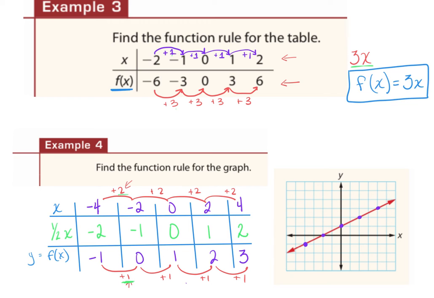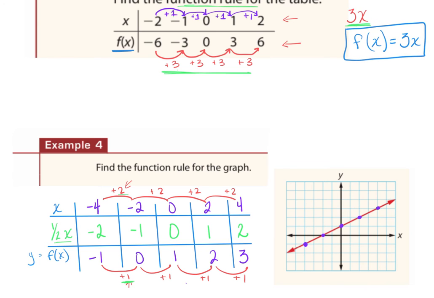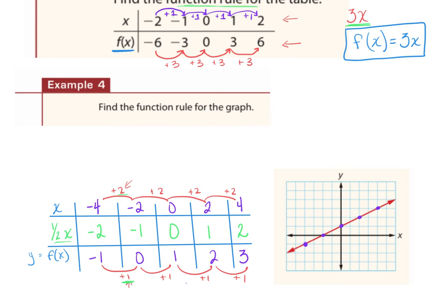All right? So the first thing you're going to figure out is what did you multiply by? It's always going to be this number at the bottom over this number at the top. All right? So for this one, I did 3 times x, and I actually got exactly what I needed. For this one, I'm going to do 1/2 times x. Now, when I do 1/2 times x, did I get my y value? Well, no, not yet. I got -2, -1, 0, 1, and 2.